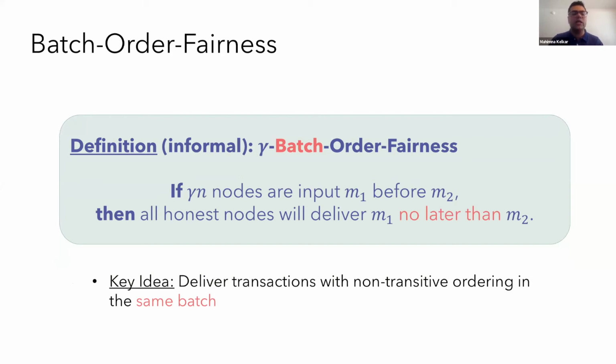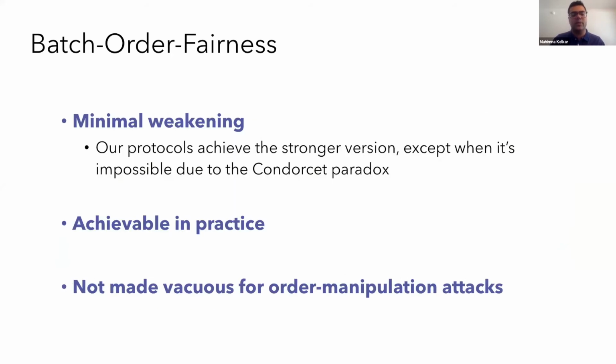And the batch here is not the same as a block. It can be much smaller, and it really only contains these paradoxical orderings. So in that sense, it is somewhat minimal, in that our protocols will achieve the stronger version of receive order fairness except when it's impossible to achieve due to this paradox I mentioned earlier. And it is achievable in practice, and it's not made vacuous in light of usual front-running kinds of attacks. So it does deal with those front-running attacks very well.